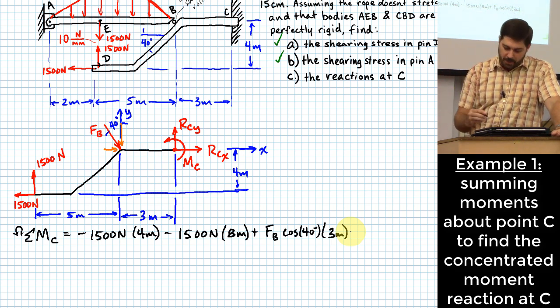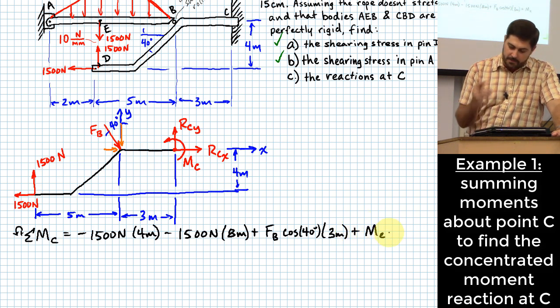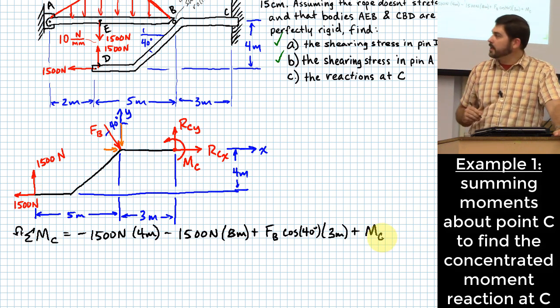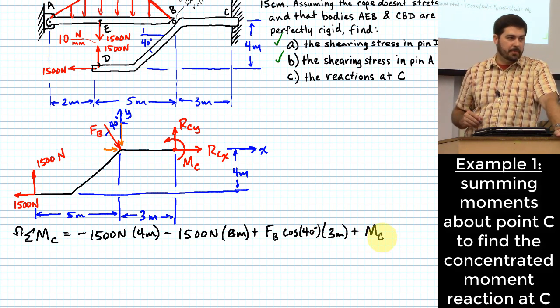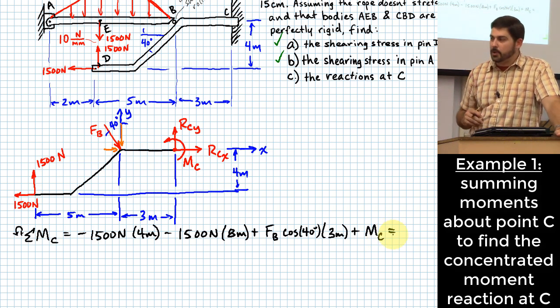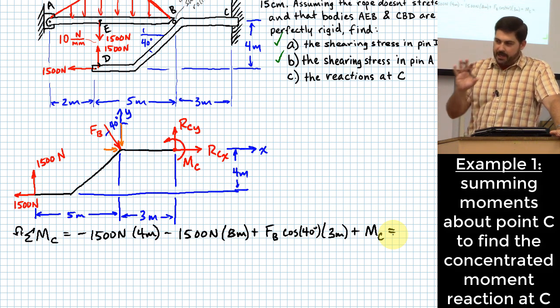So then someone says, you also have to include the moment acting at C. It's a concentrated moment, so we just add it on, M sub C. It does not need any length or anything associated with it because it is already just a concentrated moment. So I'll go ahead and say this now. Anytime you have a concentrated moment on a free body diagram, it doesn't matter where it's acting on the body, you just go ahead and include it in the sum.